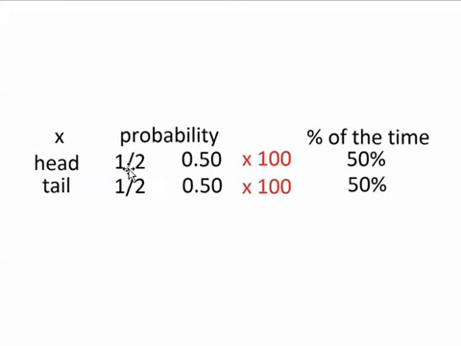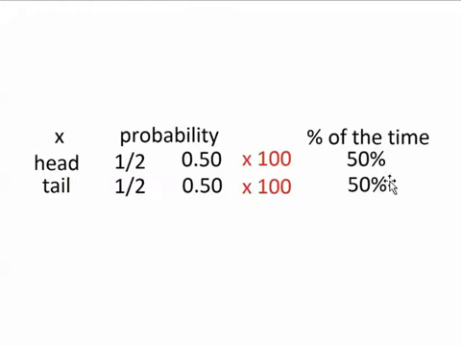Before we move on, we could also multiply each decimal probability by 100 and get the percentage of the time that the event will happen. So 0.5 or 0.50 times 100 is 50. And this other probability of a tail, which is 0.5 times 100, also equals 50. So when you flip a coin, heads happens 50% of the time, and tails happens 50% of the time.